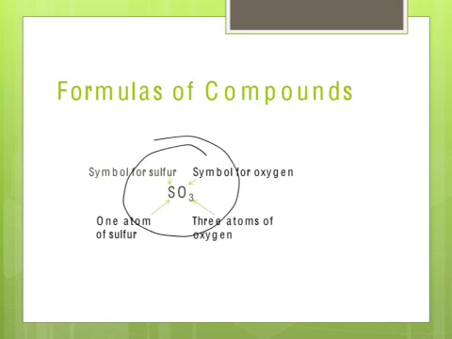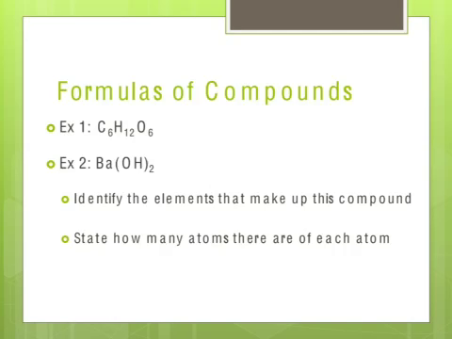The name is sulfur trioxide, but we're not focusing on the name, we're focusing on how to look at a formula and understand what it means. Now let's take a look at some other examples. The first example should look very familiar to you. C6H12O6, that's glucose. If you notice, I have carbons, hydrogens, and oxygens bonded together. There's a compound. There are 6 carbons, 12 hydrogens, and 6 oxygens.